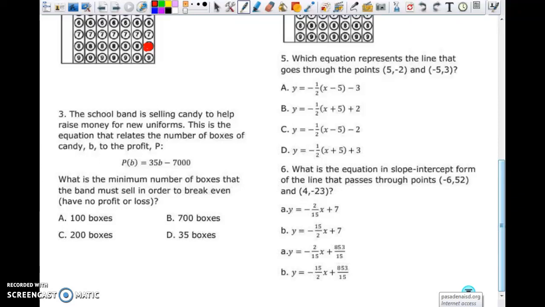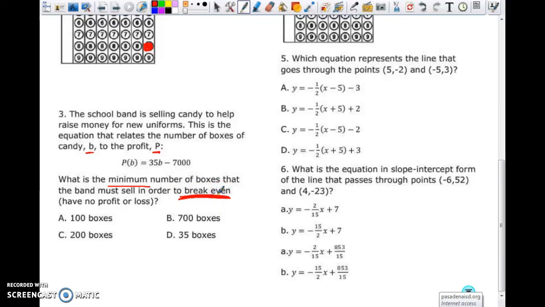Okay, and then number 3, the last problem in this video. Again, it's evaluating, but it's kind of a real world problem. There's a school band that's selling candy to help raise money for new uniforms. This is the equation that relates the number of boxes, B, to the profit, P. So P of B is equal to 35B minus 7,000. What is the minimum number of boxes that the band must sell in order to break even?